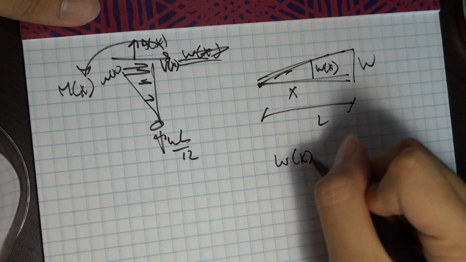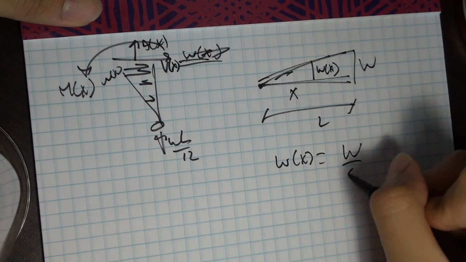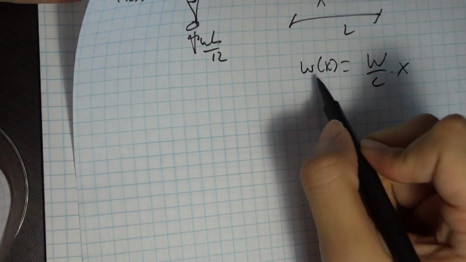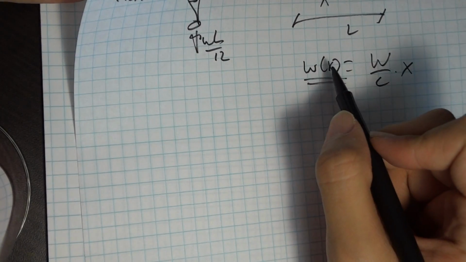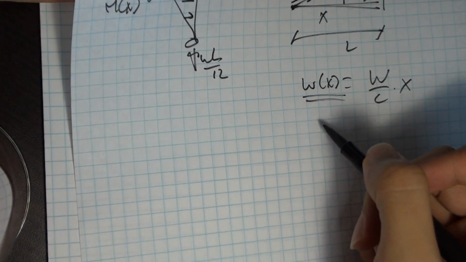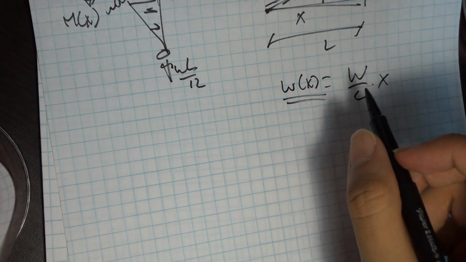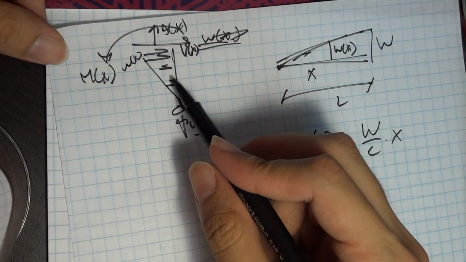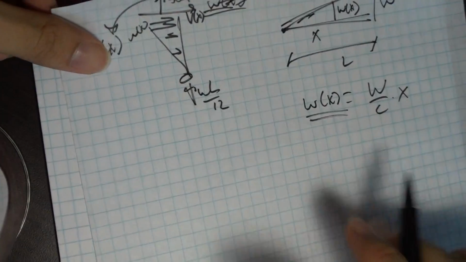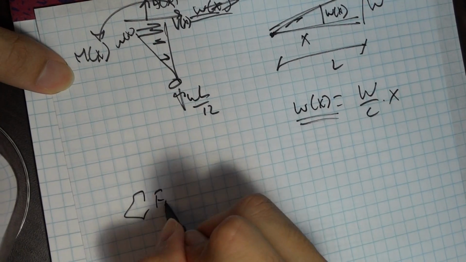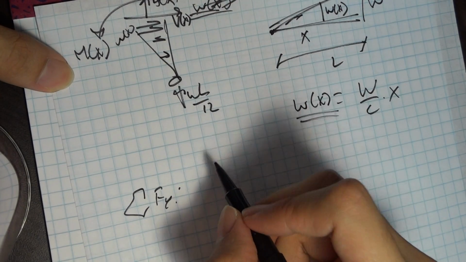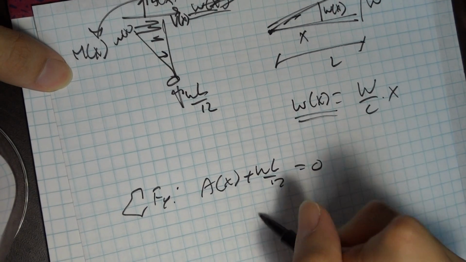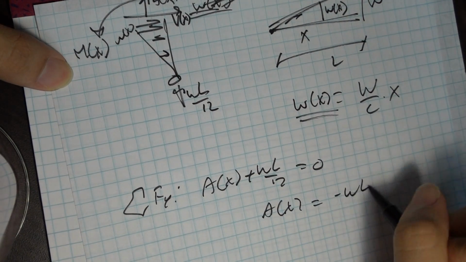So W of x is going to be equal to W on L times x. It's very important that you have a function for W of x. Your equations will be all wrong if you do not have a function for W of x, because W is not constant, or your distributed load is changing with height. If we do sum of forces in the y direction, we get A of x plus WL on 12 equals 0. A of x equals negative WL on 12.